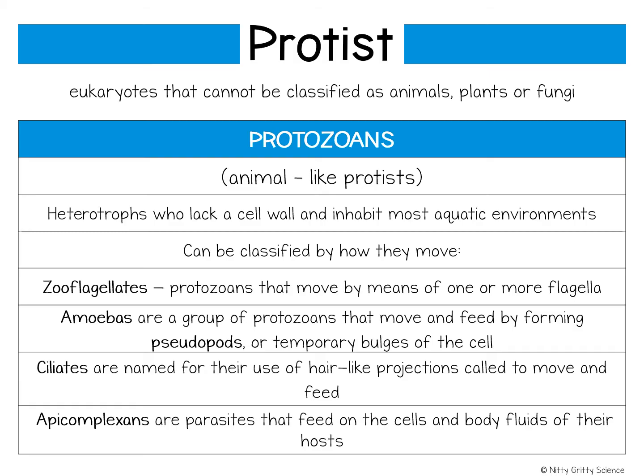Now this table shares characteristics of protozoans or animal-like protists. Protozoans lack a cell wall and inhabit most aquatic environments, including the tiniest drop of water on plants and soil. Some protozoans even live in body fluids of hosts. The way protozoans can be categorized is by how they move and how they live. Protozoans that move by means of one or more flagella are called zooflagellates. Most species of zooflagellates are free-living, and some are known to be parasites.